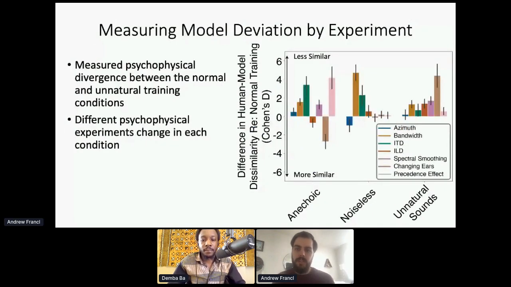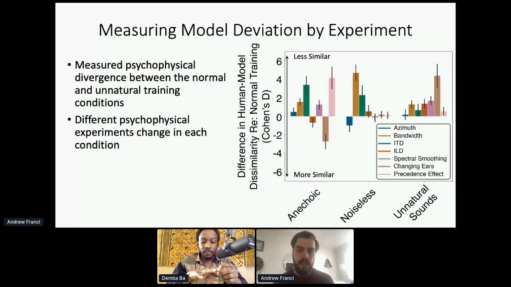So we can generalize this approach and look at each experiment in each training condition, and that's what's shown here on this plot on the right. So on the x-axis, we have various training conditions, while individual experiments are represented by the colored bars. And then on the y-axis, we have a measure of fit to human data relative to the normal training condition, where positive values mean the new model is less similar to humans than the normal model.